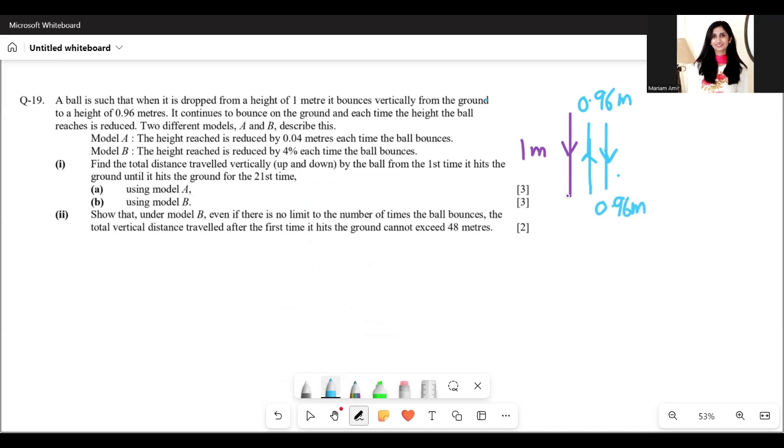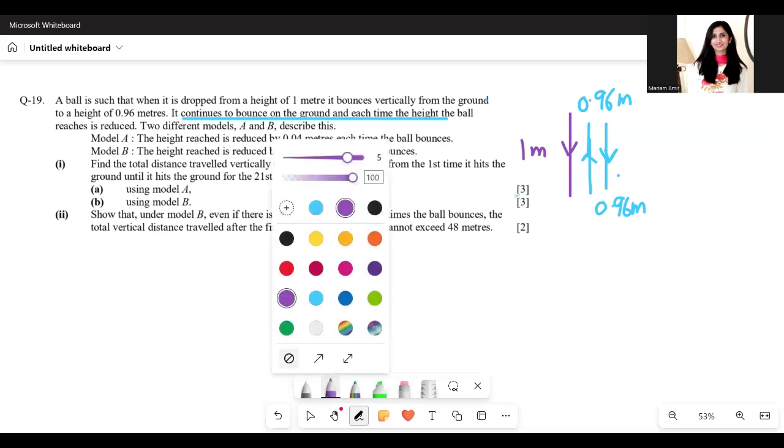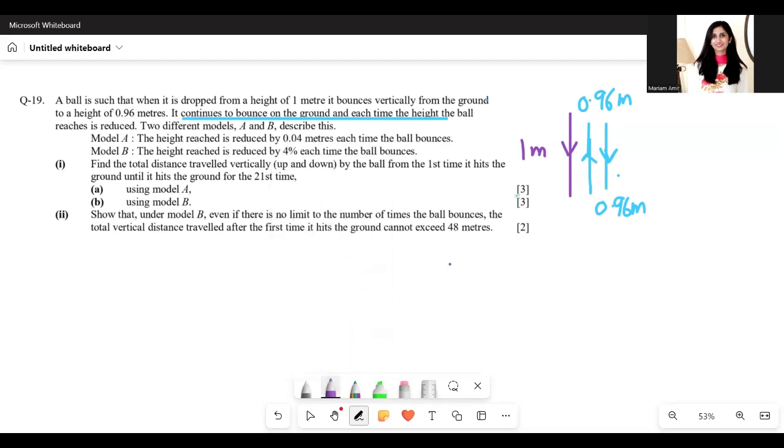It continues to bounce on the ground, and each time the height it reaches is reduced. Two different models, A and B, describe this. Every time this ball bounces, it loses some height. That is what the question is trying to say. Now, there are two models mentioned here. In model A, the height is reduced by 0.04 meters each time the ball bounces.